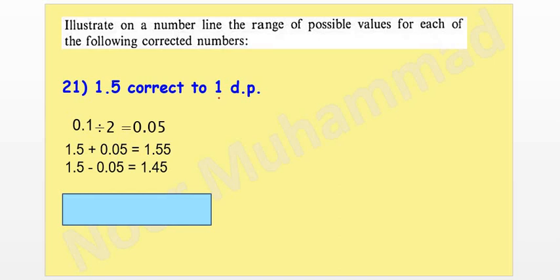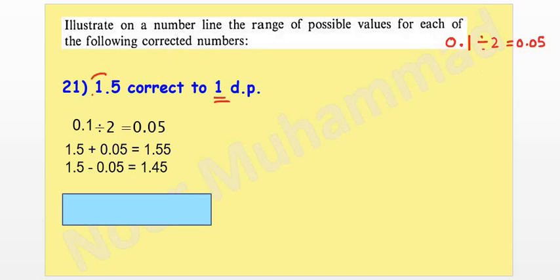Now remember, I will give you some ideas here. When it says correct to one decimal place, what are you going to do? You will take 0.1, one decimal place, and then divide it by 2. If you divide 0.1 by 2, it will give you 0.05.